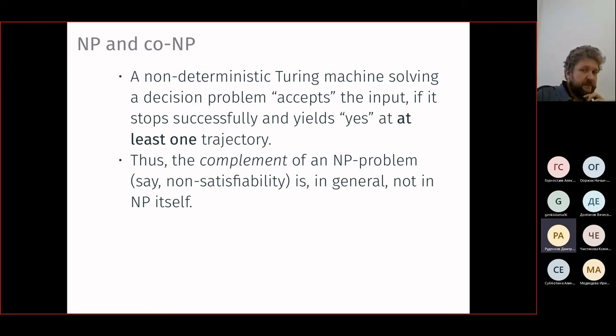And now we return to this slide, and we're going to discuss the complement. If you have the complement of an NP problem, you're just flipping the result. If you had yes, you say no. If you had no, you say yes. For example, the non-satisfiability problem. It is in general not in NP itself, right? Because the NP class is not symmetric up to complement, right?